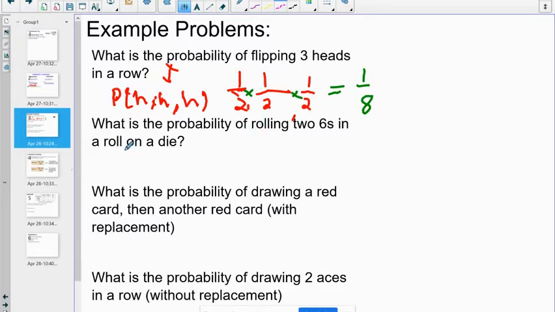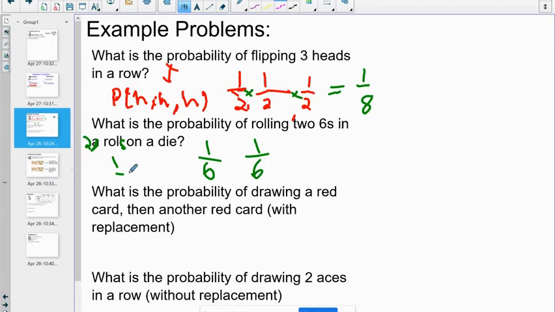Now for the second one, what is the probability of rolling 2 6s in 2 rolls of a die? Well, if you roll a die once, your probability of rolling a 6 is just 1/6 because there are 6 sides to the die. So there's your first 6. Now the probability of rolling your second 6 is also 1/6 because this is also independent.